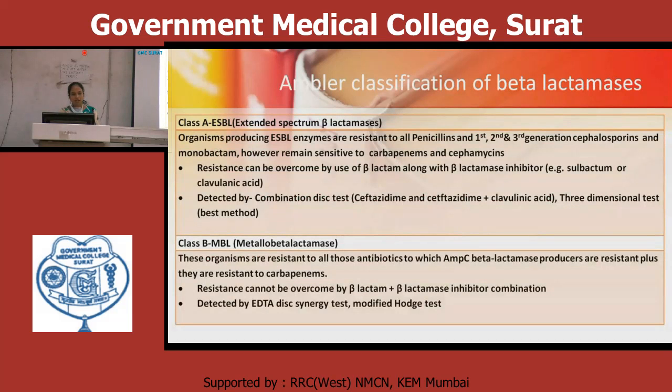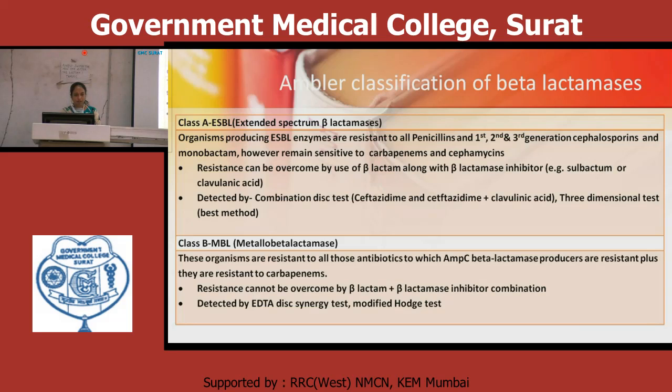Class A, that is extended spectrum beta-lactamase. Organisms producing ESBL enzyme are resistant to all penicillins, first, second, third generation cephalosporins and monobactam. However, they remain sensitive to carbapenem and cefamycin. Resistance can be overcome by use of beta-lactam along with beta-lactamase inhibitors, that is sulbactam and clavulanic acid. Detected by combination tests like ceftazidime and ceftazidime plus clavulanic acid; the three-dimensional test is the best method.